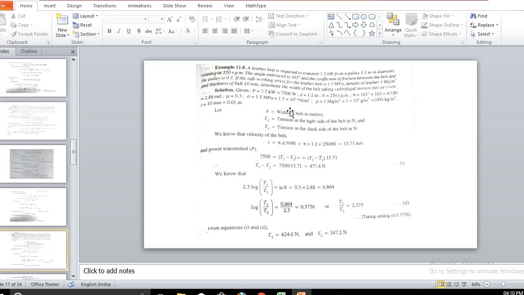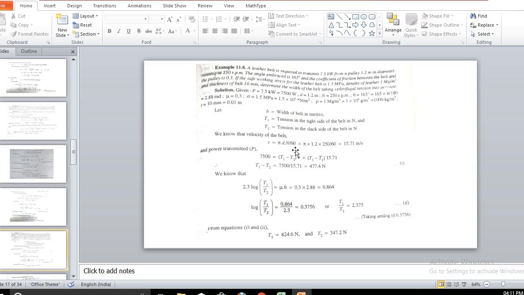So B is unknown here. Now the safe working stress is also given. The formula having working stress value, width value, thickness value, which is the maximum tension formula, maximum tension T is equal to sigma Bt, we can use here. B is unknown here, thickness is given here, sigma is also given here, and T is unknown here. Now we have to calculate the maximum tension value.